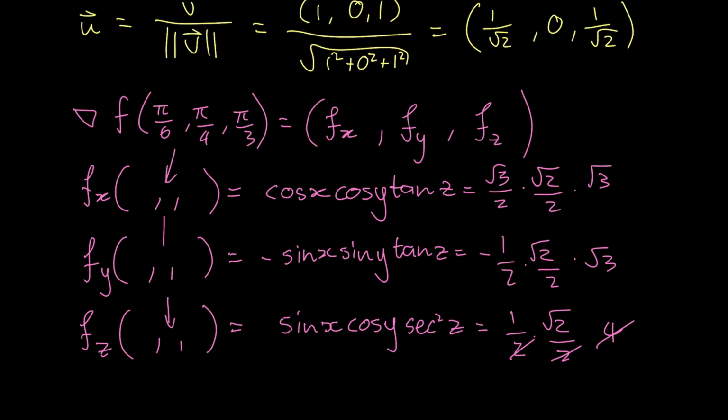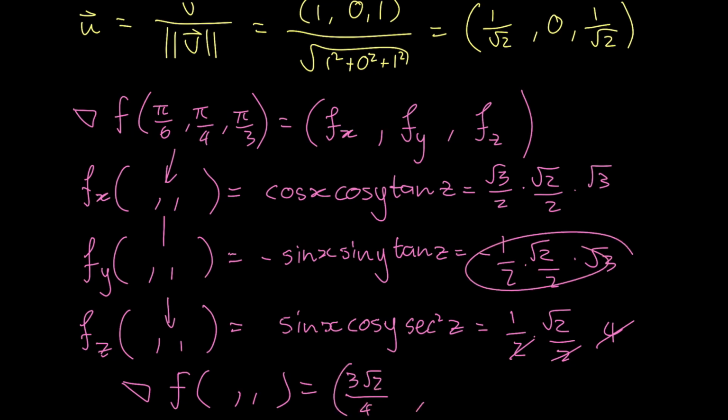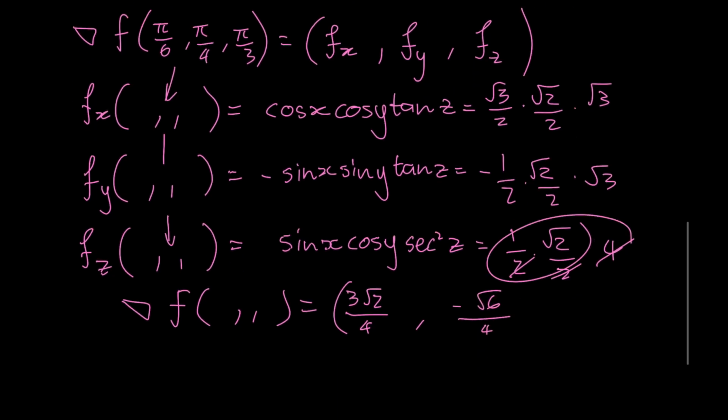Okay, so now we have our gradient vector. And our gradient vector is simply going to be of f, and I'll omit these coordinates again for the sake of time. So it is root 3 times root 3, which is just 3. So it's 3 root 2 over 4. This simplifies to negative root 6 over 4. And this is just root 2.